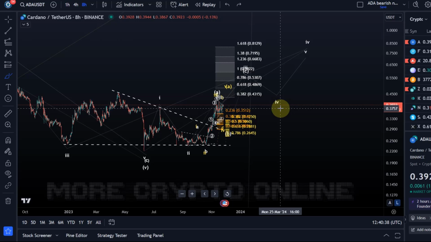Surely they can still break down. I mean, that's why we use stop losses. And Elliott wave is a great tool to help us understand when the trend shifts again. But I just want to give you that idea of the context.